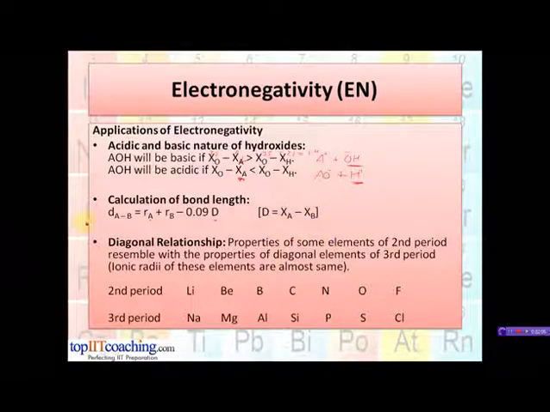Another important application is the diagonal relationship. Some elements of the second period show diagonal relationship with the elements of the third period. Some of their properties are quite similar. For example, lithium shows diagonal relationship with magnesium. Beryllium shows diagonal relationship with aluminium. For example, the ionic radii of these elements, such as for lithium and magnesium, and for beryllium and aluminium, are almost the same. The reason for this diagonal relationship is the similarity in their electronegativity values and therefore the similarity in their chemistry.